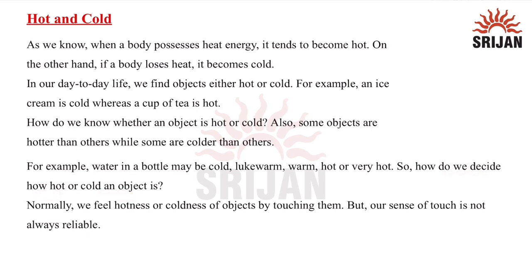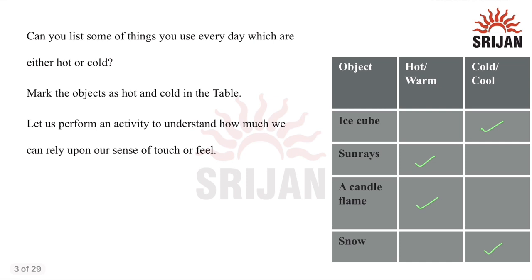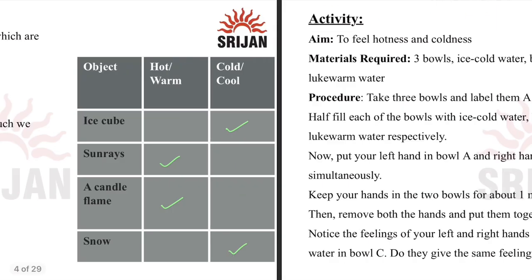Normally, we feel the hotness or coldness of a body by touching it, but our sense of touch is not always reliable. So, can you list some things that you use every day which are either hot or cold? Now, mark the object as hot or cold in the table. This is the table. As we know, an ice cube is cold or cool, sun rays are hot or warm, a candle flame is hot or warm, and snow is cold or cool.